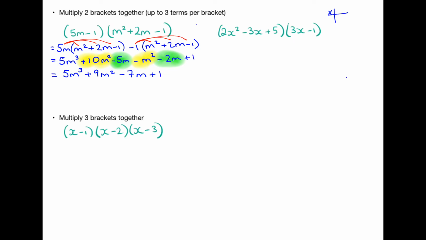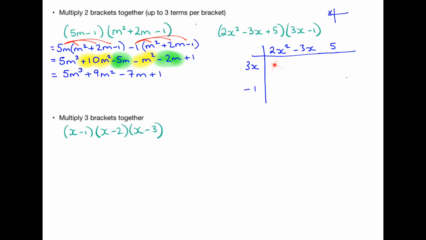Okay, so we're going to do this second question using a table. So we're going to have 2x squared minus 3x plus 5. Actually, we don't need that plus there. I'll just take that out. Don't want it confusing anybody. It just means it's positive 5. And then the second bracket, we've got 3x and minus 1. So let's fill in these one at a time.